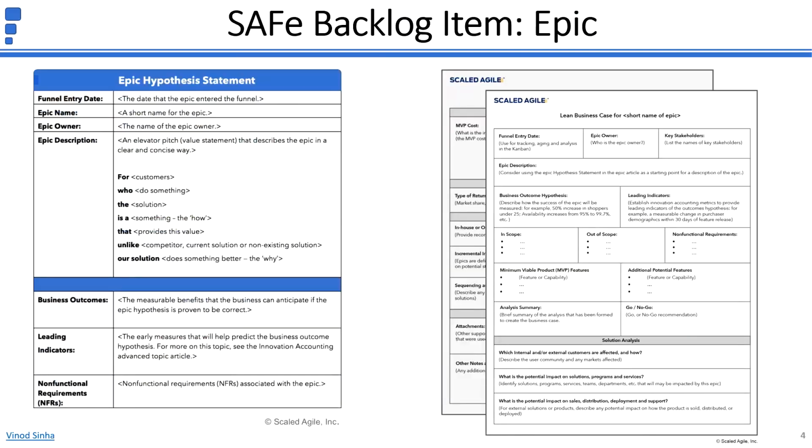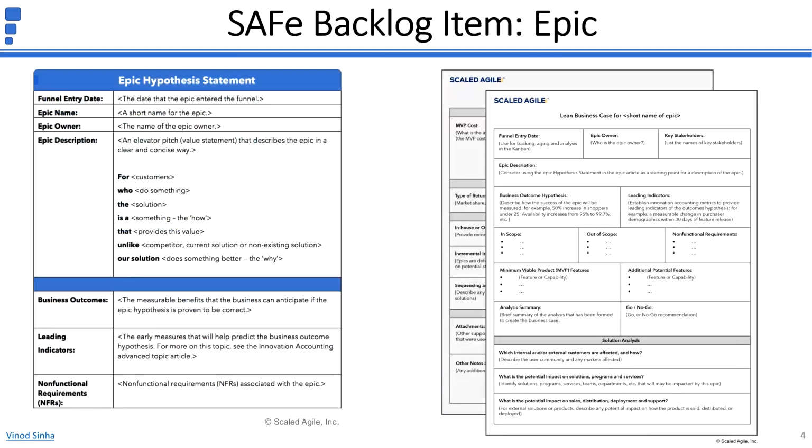On the left-hand side is the template for outlining epic hypothesis. Because an epic is a significant solution, the full benefit may not be realized immediately. Therefore, leading indicators are present which can predict if the epic is going to provide the value it promised or a change is needed.